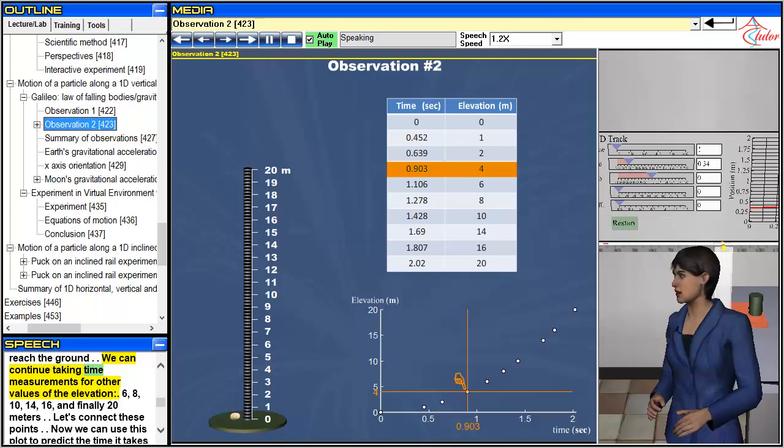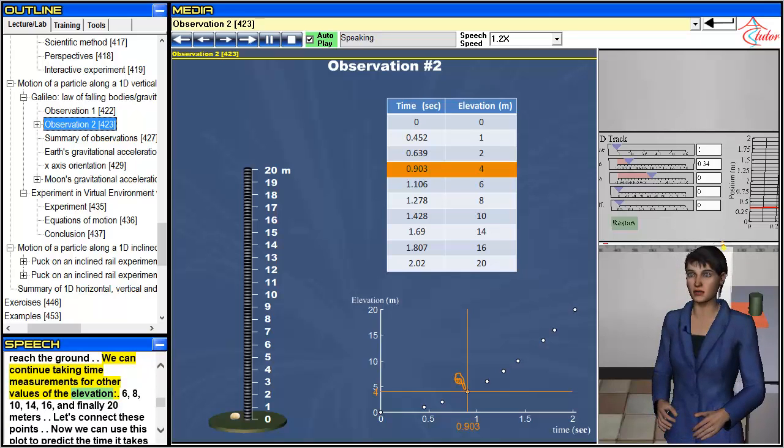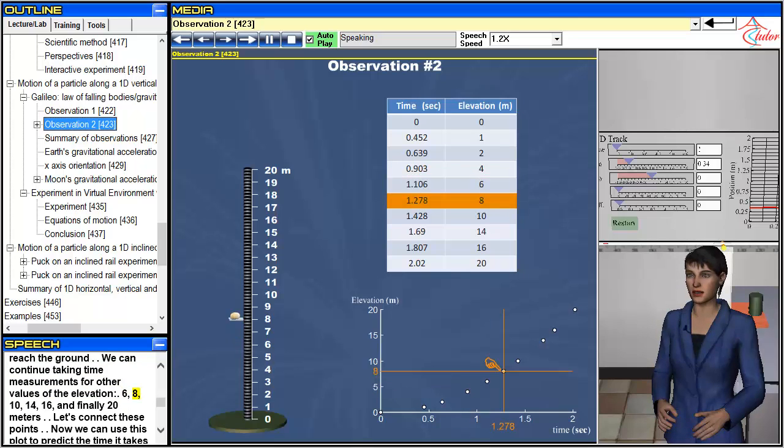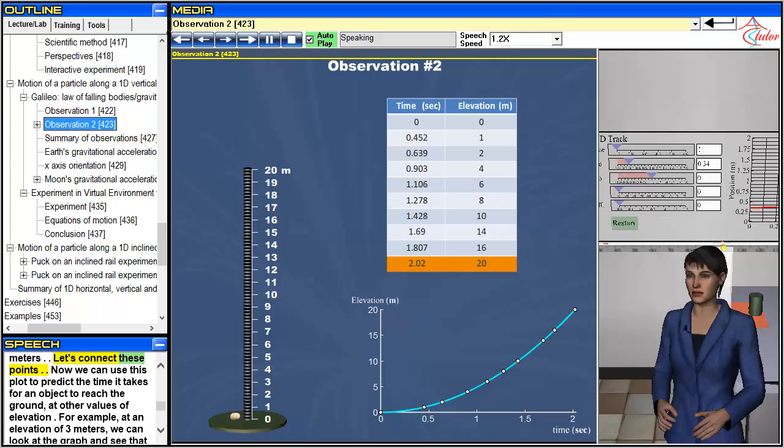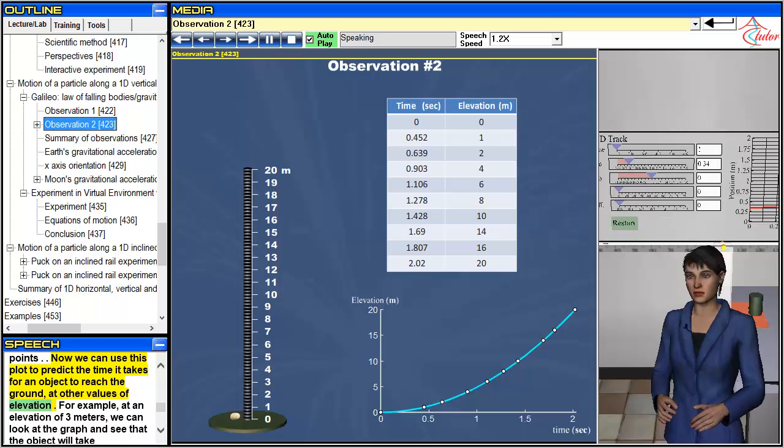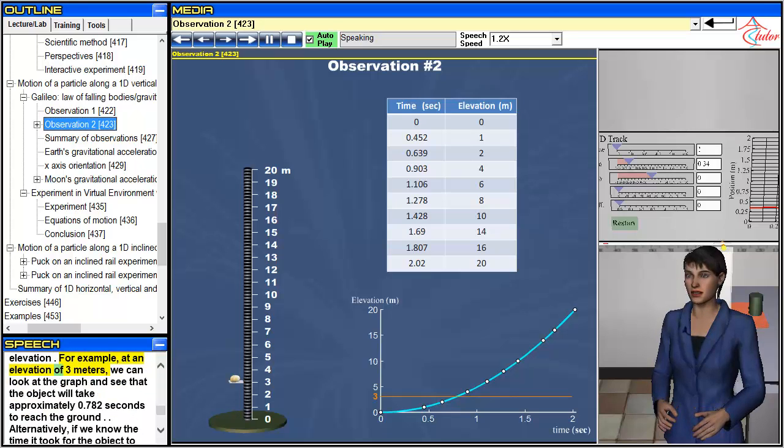We can continue taking time measurements for other values of the elevation: 6, 8, 10, 14, 16, and finally 20 meters. Let's connect these points. Now we can use this plot to predict the time it takes for an object to reach the ground at other values of elevation. For example, at an elevation of 3 meters, we can look at the graph and see that the object will take approximately 0.782 seconds to reach the ground.